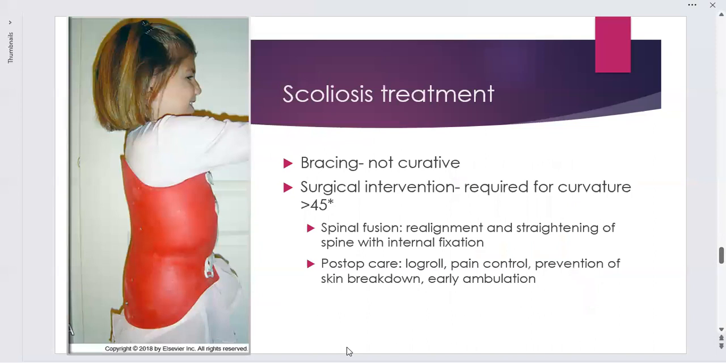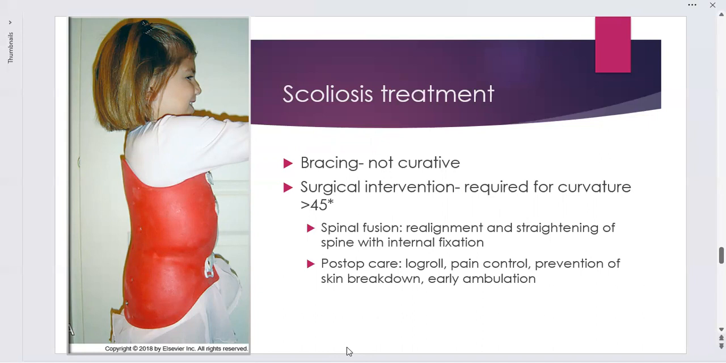It is important to note that bracing is not curative. It is possible for it to misalign, which may mean that we need to do the surgical therapy after all. If it's beyond that 45 degrees, we do need to do that surgical intervention. So we can do spinal fusion, which would help us realign and straighten that spine.